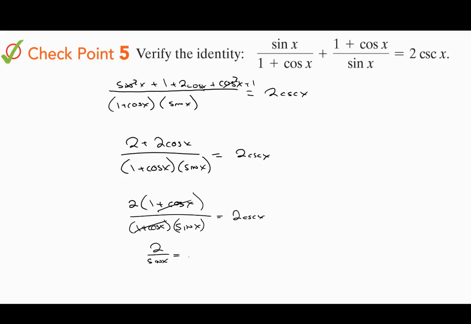I just ran out of room in the last slide. And 2 over the sine is 2 cosecant. Notice we never crossed the equal sign. We never needed to manipulate the right-hand side. I could have, if I wanted to change that to a sine, I could change that to 2 over sine, and I could have met the answer right down there.